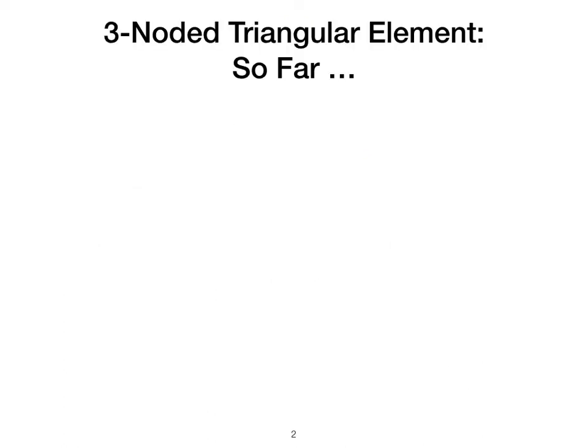Before we went on leave, we were studying the three-noded triangular element. A three-noded triangular element is shown here. Its vertices are numbered 1, 2, 3 and each of the vertices has one node. Node 1 has coordinates x1, y1, node 2 has coordinates x2, y2 and node 3 has x3, y3.